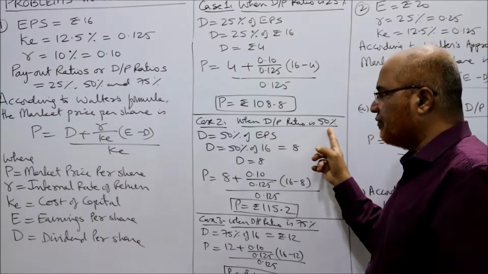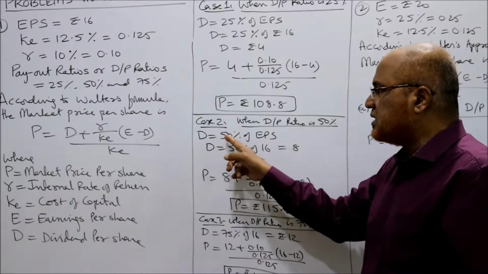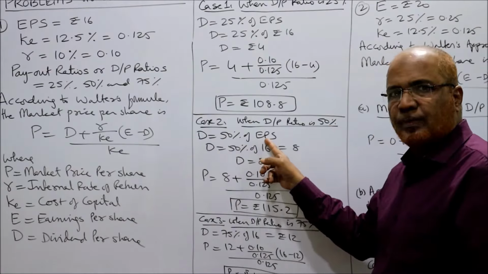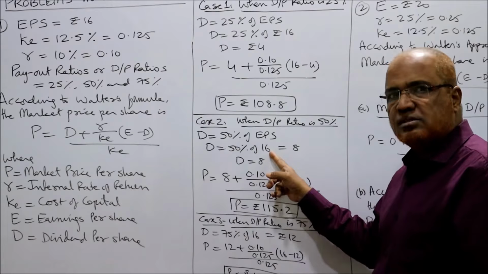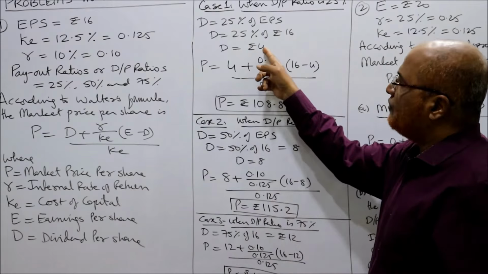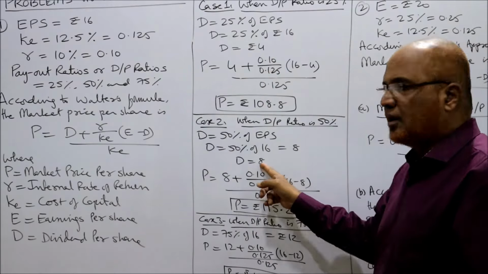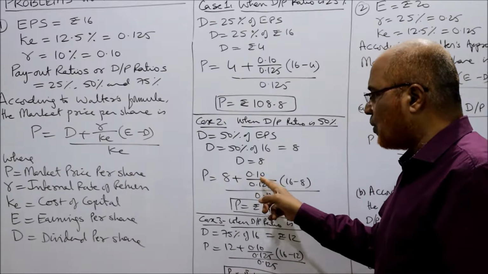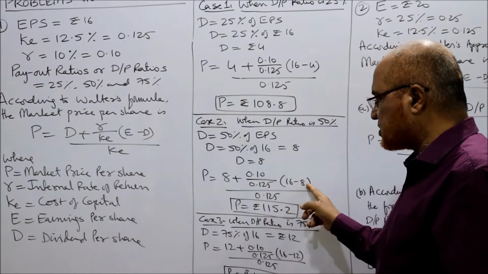अगर dividend payment ratio 50% रह गया तो क्या होगा? तो D is equal to 50% of EPS. तो 50% of 16 rupees, 8 rupees. यहाँ पर dividend 4 rupees लिए थे, यहाँ पर dividend 8 rupees. Now P is equal to 8 plus 0.1 divided by 0.125 into 16 minus 8.